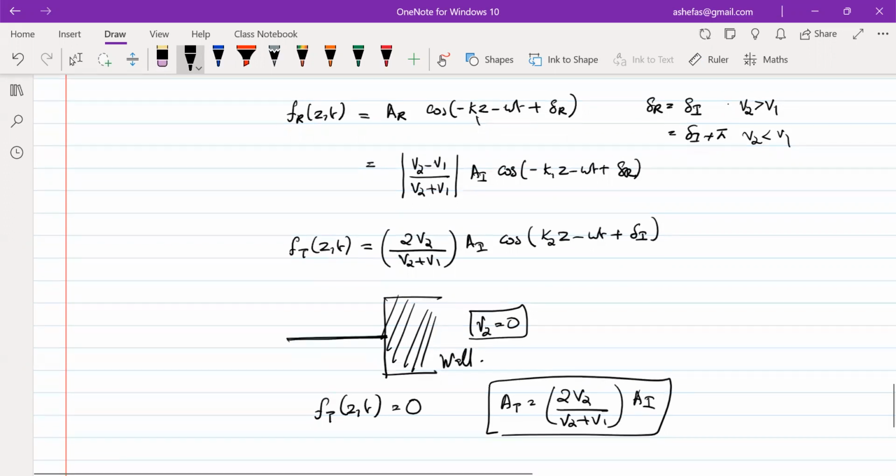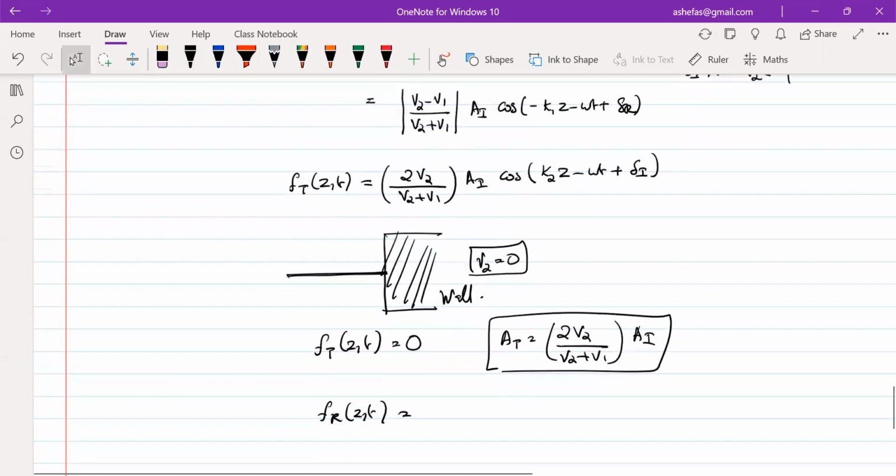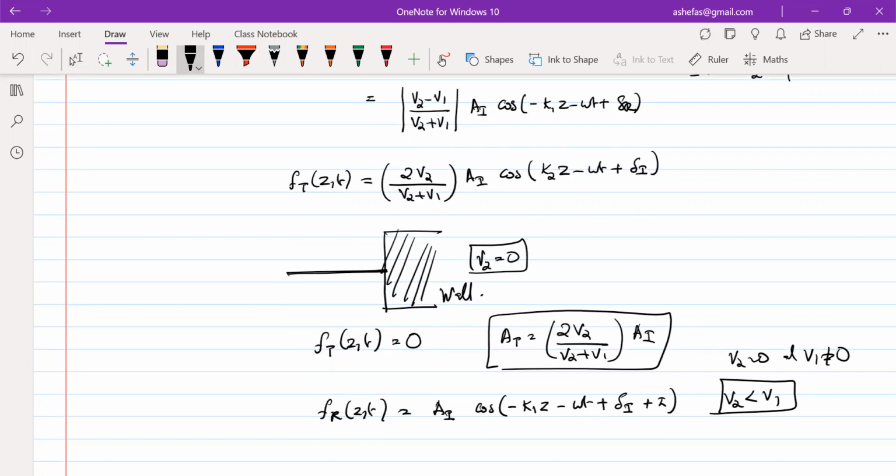Then what about Fr? Since V2 is 0, it is simply Ai cos of minus K1z minus omega t plus delta R. Now delta R we can easily write as delta I plus pi, because here V2 is less than V1, because V2 is 0 and V1 is non-zero. So therefore V2 is less than V1. So obviously we can write like this.